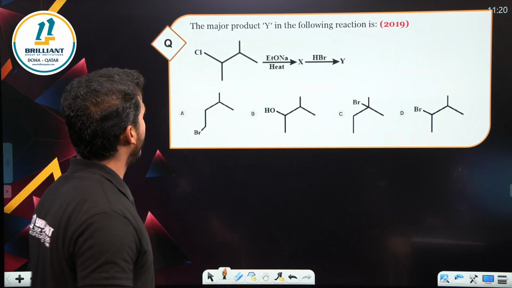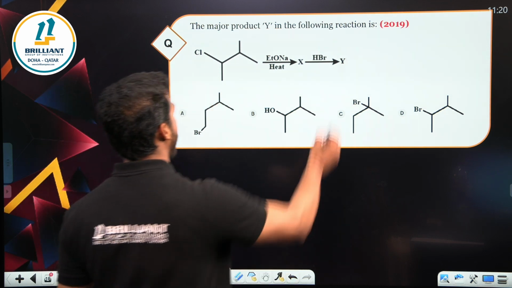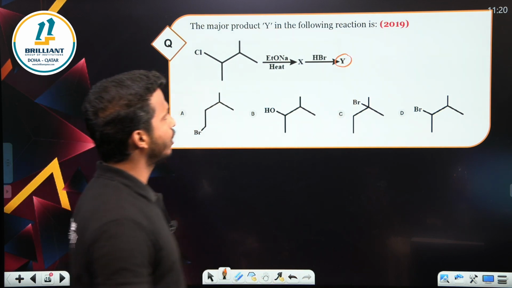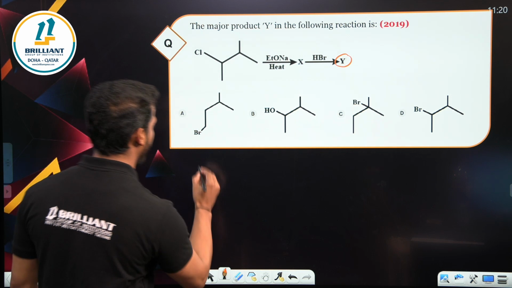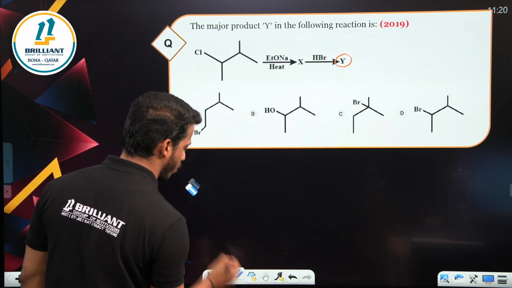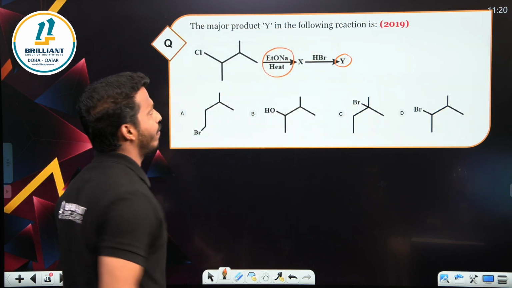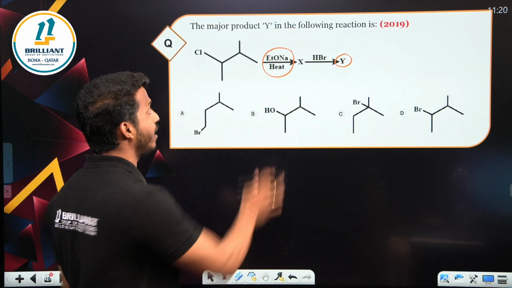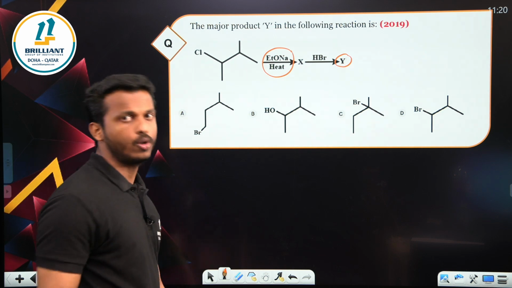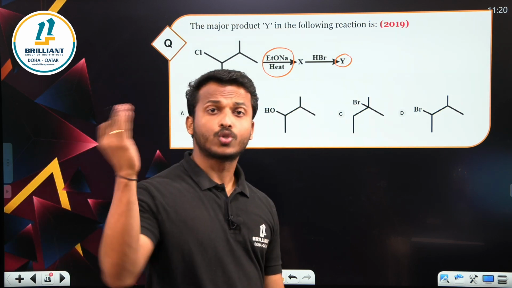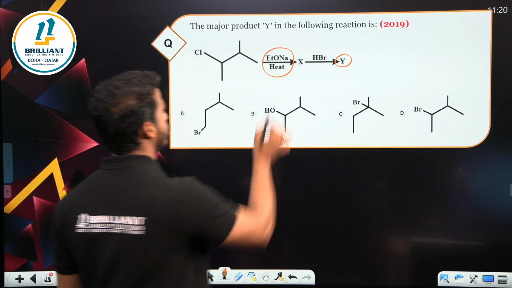Simple. Next one. The major product Y, where is the Y here in the following reaction? A 2019 question, dear all. Let me do it in the same question. What is the compound given, dear all? The reagent given is sodium ethoxide, right? I told you, these are all strong bases.